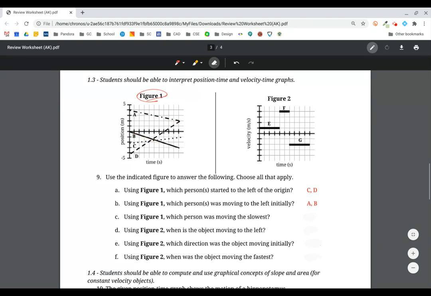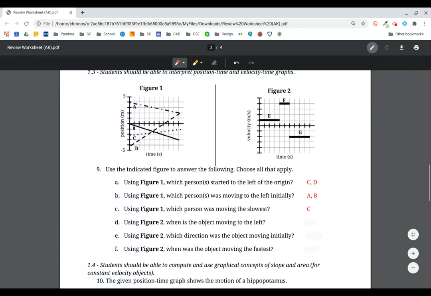In question C, it says which person was moving the slowest. And so for slowest, we're looking for the least steep slope. So it doesn't matter if it's a positive slope or a negative slope. We just know that a very steep slope in either direction is fast. And so we're looking for something as close to horizontal as possible. And the one that's closest to horizontal is C, which is the answer to part C.